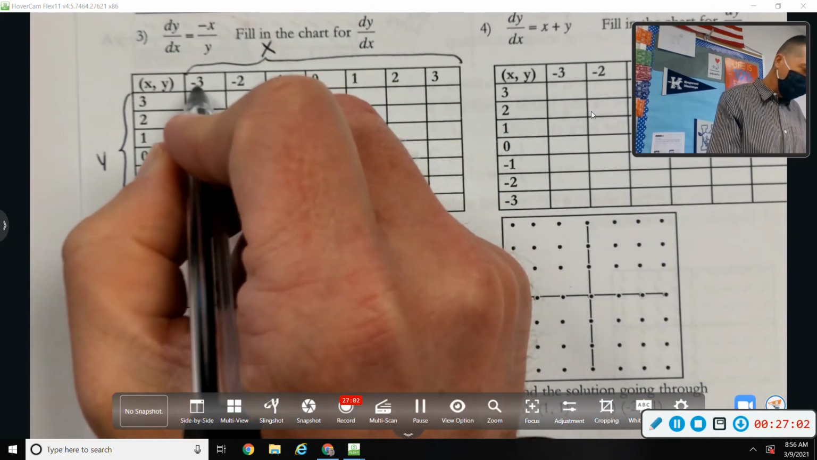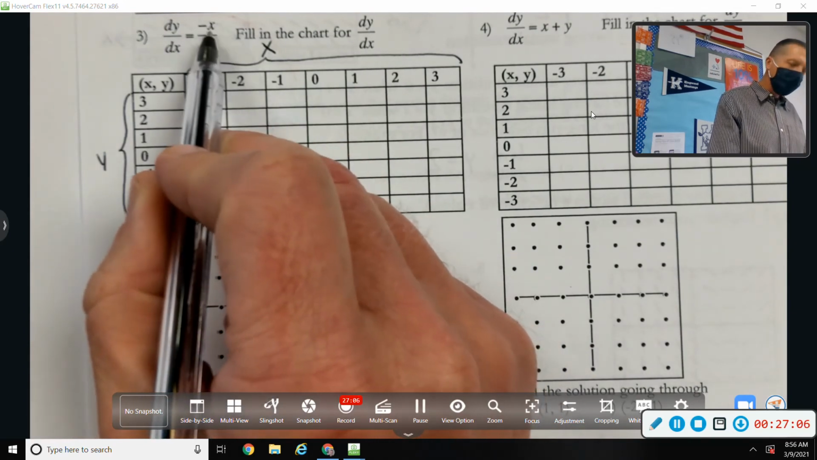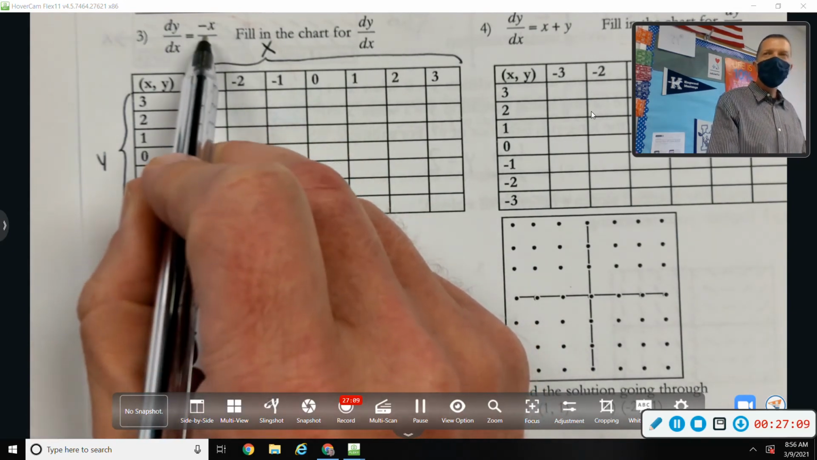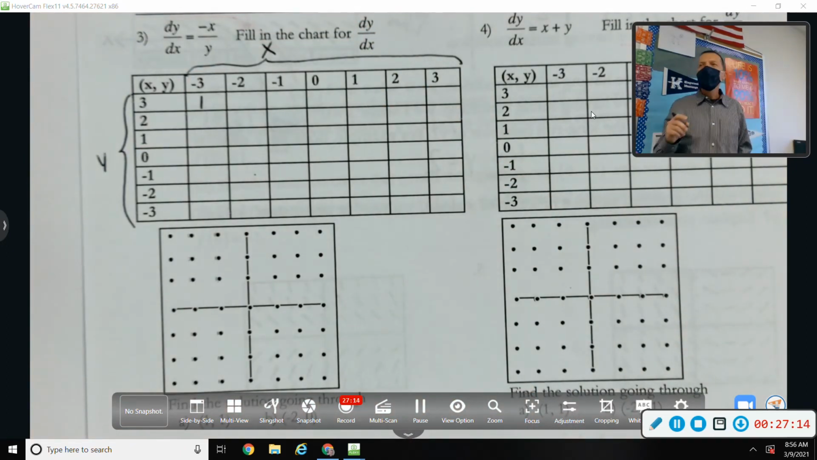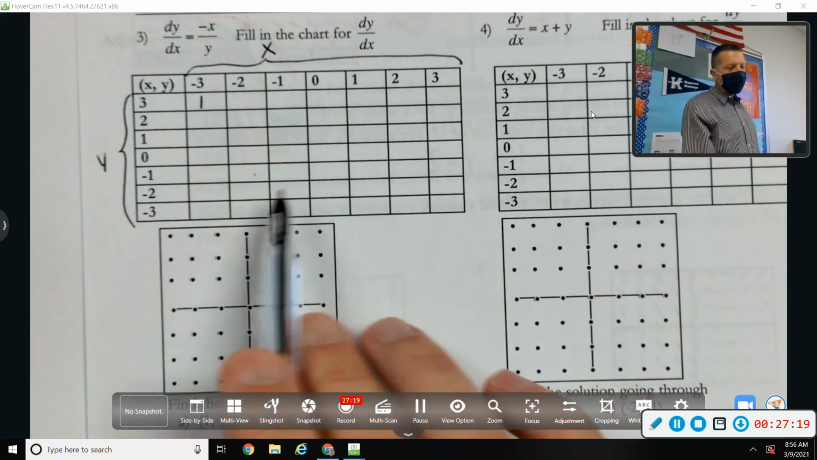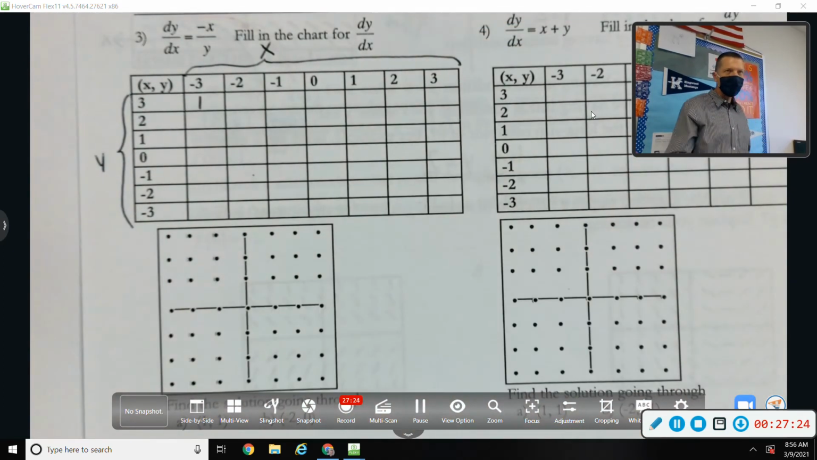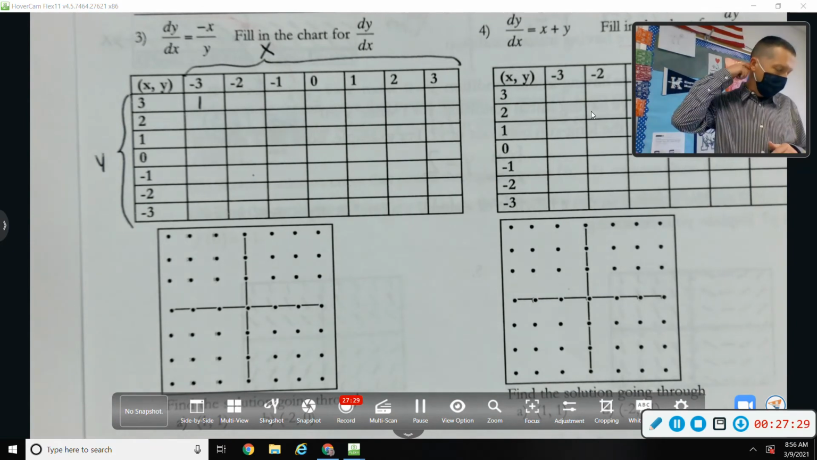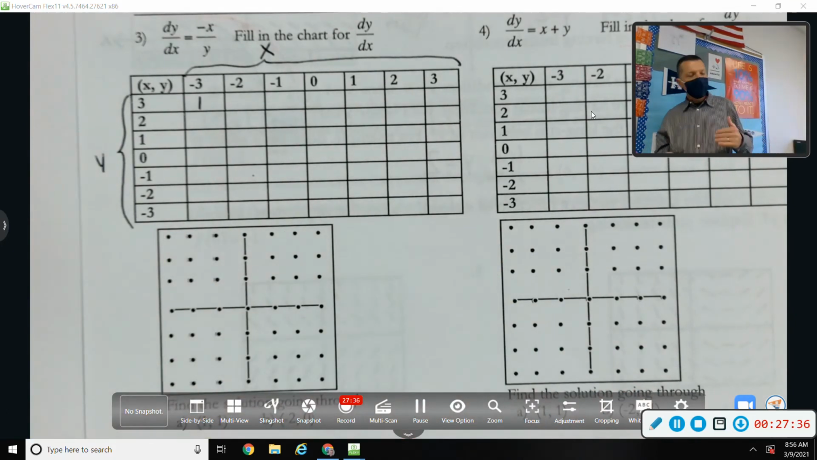Okay, so if x is -3 and y is 3, what's the slope going to be? 1. -3 over 3 is 1. I suppose you could plot the slopes as you go, but I think it would be much better to fill in the table and then put the table on the chart, because the table's going to have some symmetry and patterns as well. So let's do the table, completely do the table, and then we'll go to the chart.